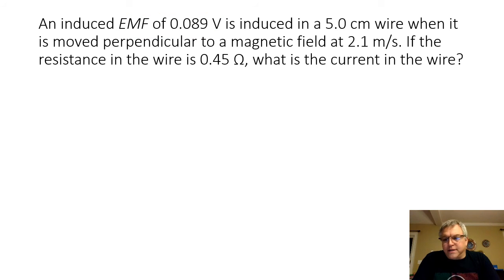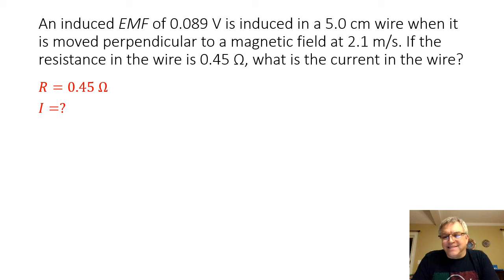Okay, let's take a look at the second part of this problem. They want to know if the resistance in the wire is 0.45 ohms, what is the current in the wire? So if we're given the resistance of 0.45 ohms, we are looking for the current.